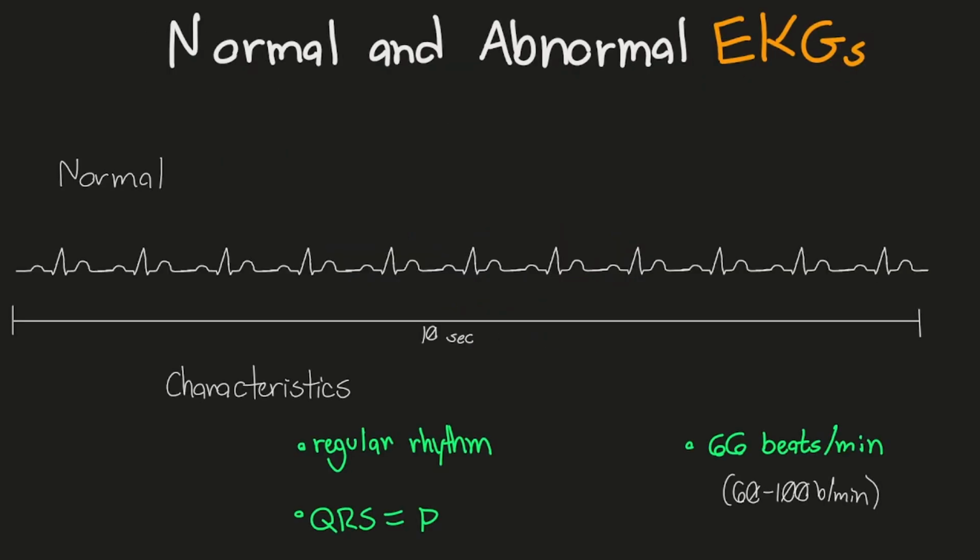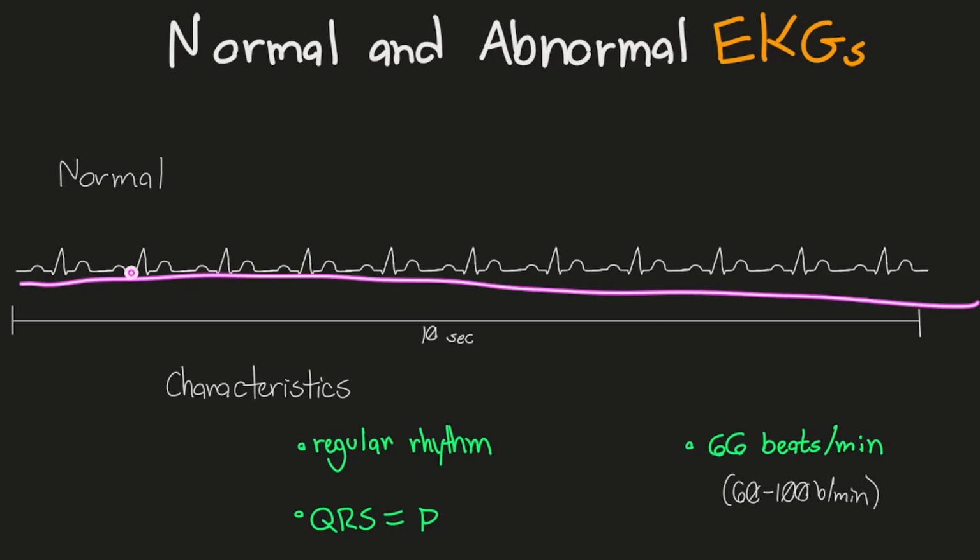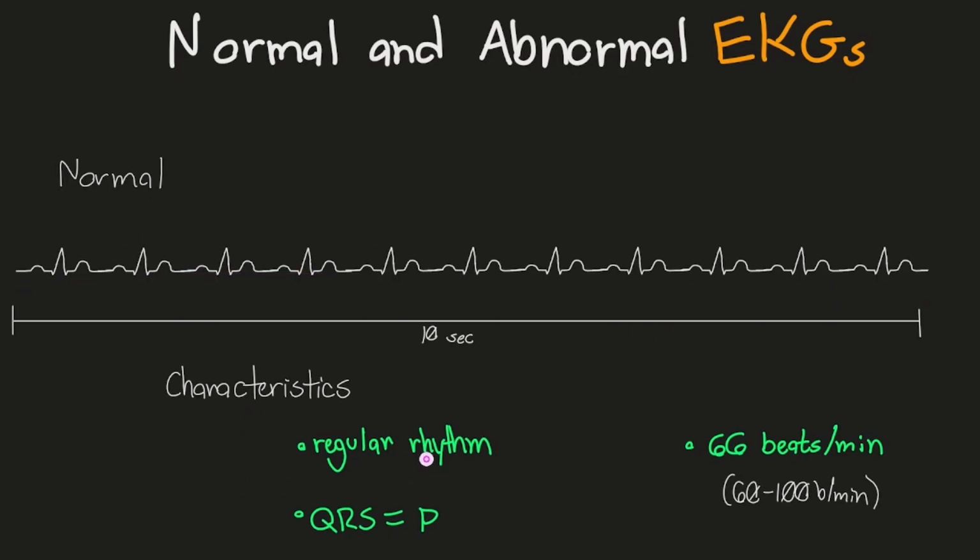So now let's first look at a normal EKG. Let me grab my laser pointer. What we can see first is that all of these waves happen in regularly spaced intervals, in unison. They're very uniform. And there is a regular rhythm, which is a very general term that encompasses a lot of normal things. But first, we can see our QRS complexes equal the amount of P waves. So we have a QRS complex and we have a P wave. They are equal.